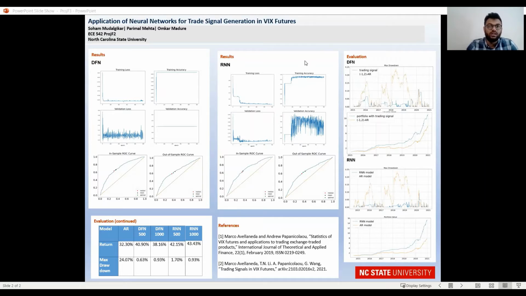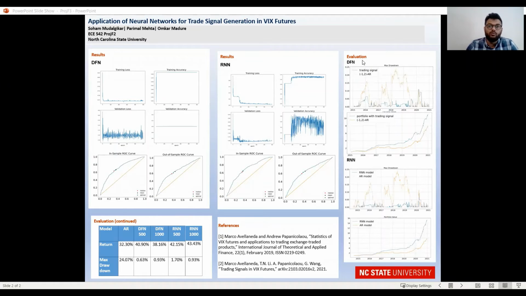In the case of RNN, training accuracy and training loss improved instantly with respect to the number of epochs, but we can say that training accuracy is lower and training loss is higher for RNN compared with DFN. Also, validation loss has not converged to a fixed level, it also looks noisy. For both models, in sample and out of sample ROC curve suggests that we are not choosing randomly and our model is doing something better than just guessing.